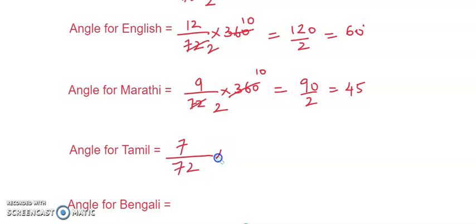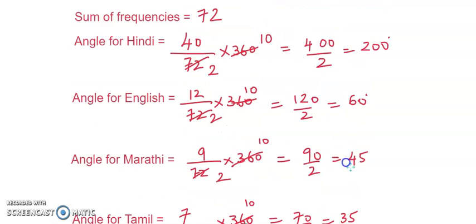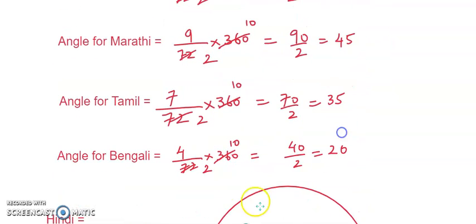7 divided by 72, 360. 10 times, 2 times. 70 divided by 2, which is 35. Then 4. 10 times, 2 times, which is 40 divided by 2, 20. Let's check, is it 4? Yes. Okay, let me label these angles down and then we'll start constructing.